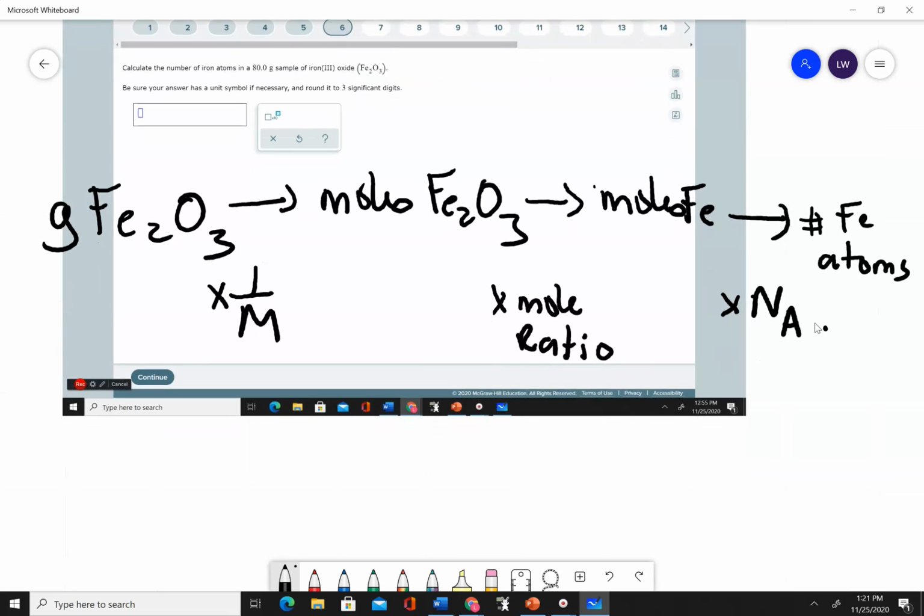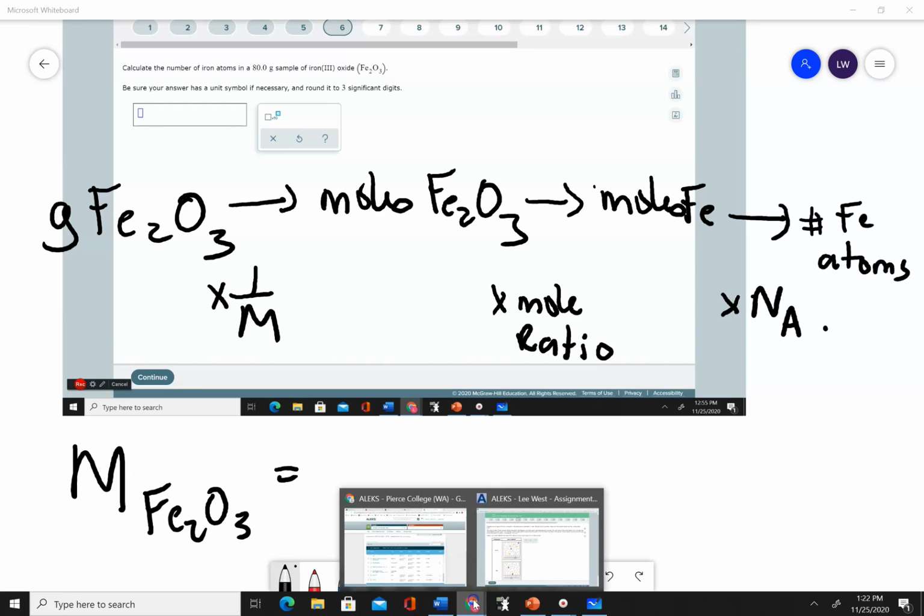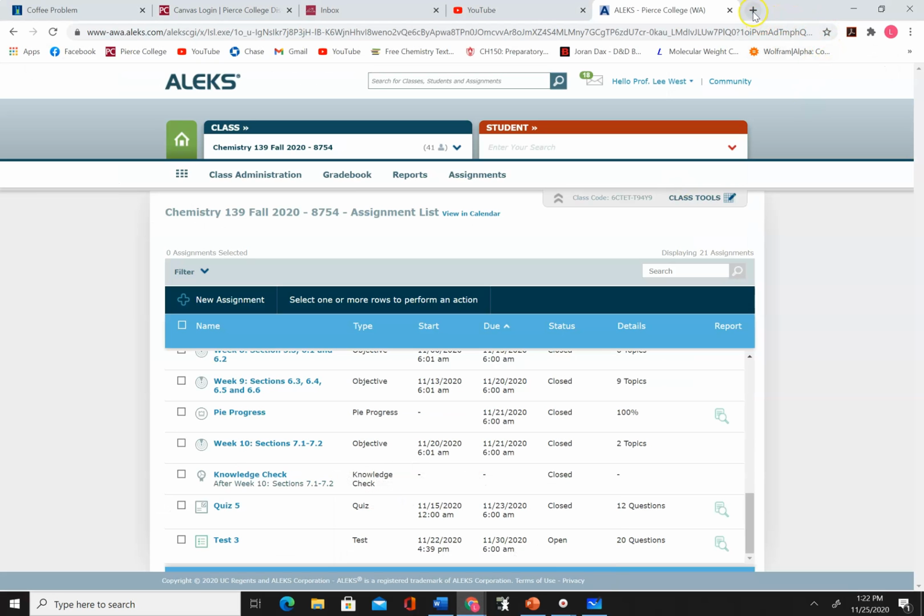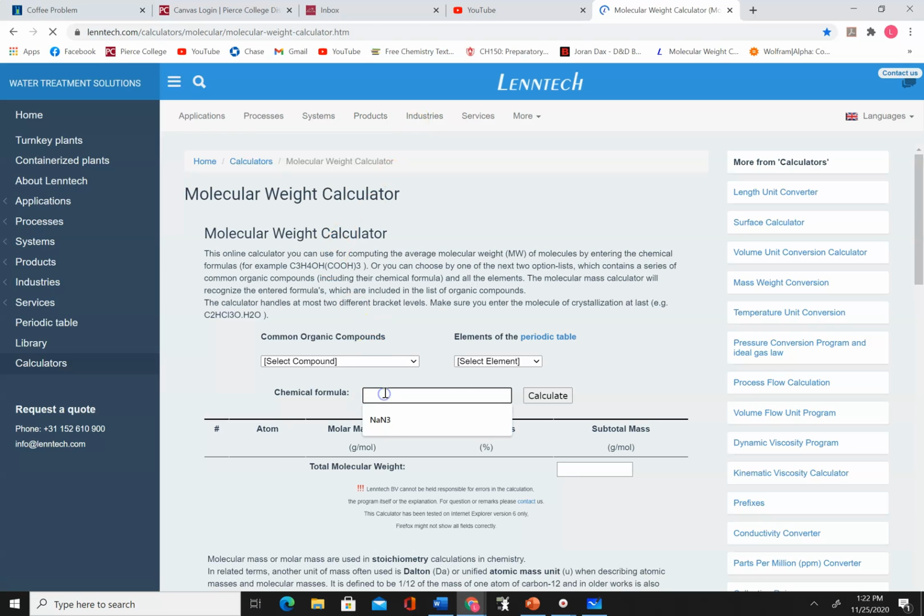So, can we define these things? What are the things that we need to look up? We get the mole ratio by looking at the formula, so that's easy. We can get Avogadro's number from a list of constants, so that's not a big deal. But we will need to calculate the molar mass of Fe2O3. So I'm going to go ahead and look that up on a handy dandy molar mass calculator. You can calculate it by hand if you want, but the best thing to do is just go to one of these molecular weight calculators. I like this Lentec one.